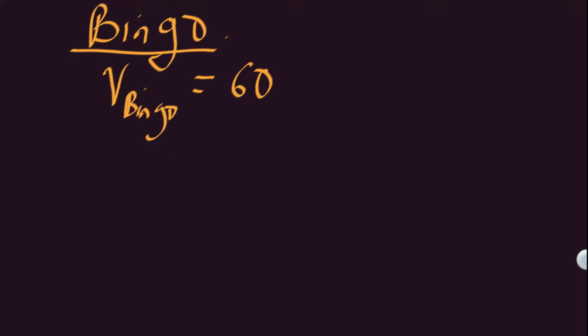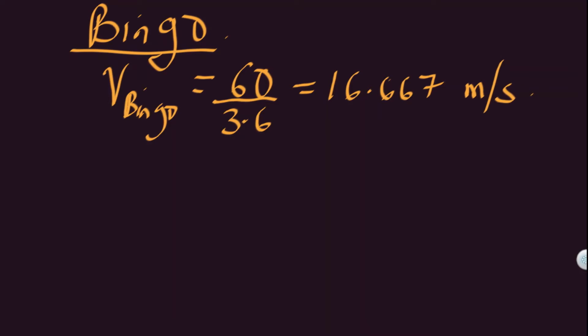Bingo the dog. Bingo was traveling at, so let's say V Bingo, the speed for Bingo. We are given it as 60 kilometers per hour. But remember, we want everything to be in meters. So we want to convert this to meters per second. So let's divide that by 3.6. We divide 60 by 3.6, we get 16.667 meters per second. This is Bingo's speed. With this now, we can calculate the distance covered by Bingo, which is what the question was asking for.